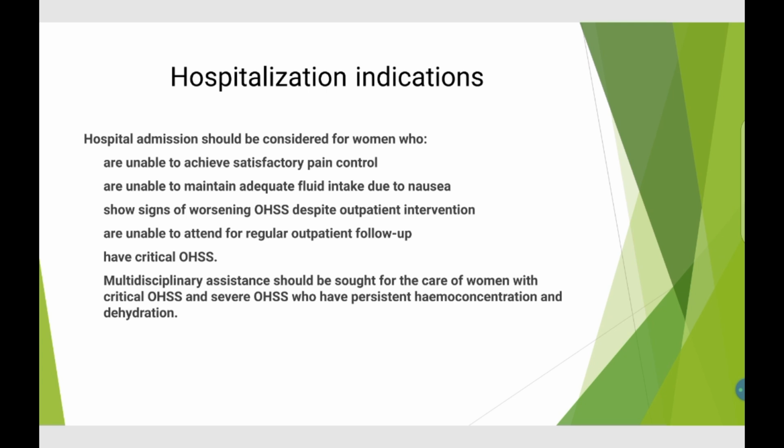So what are the indications for hospitalization? Hospital admission is advisable if the patient is unable to achieve satisfactory pain control or unable to maintain adequate fluid intake due to nausea, shows signs of worsening of OHSS despite outpatient intervention, is unable to attend regular outpatient follow-up, or has critical OHSS. Multidisciplinary assistance should be sought for the care of women with critical OHSS and severe OHSS who have persistent hemoconcentration and dehydration. So severe and critical cases will require multidisciplinary assessment.